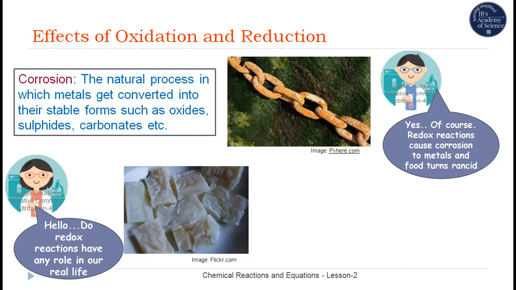So corrosion is a natural process in which metals get converted into their stable forms such as oxides, sulfides, carbonates, etc. You might have observed some green layer coating formed on copper vessels and other copper objects. This is due to the formation of carbonate of copper over a period of time. It reacts with carbon dioxide present in the atmosphere and turns into cupric carbonate. So this is one effect of oxidation and reduction.